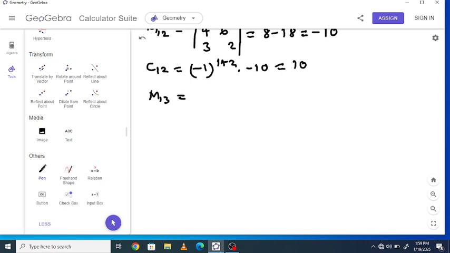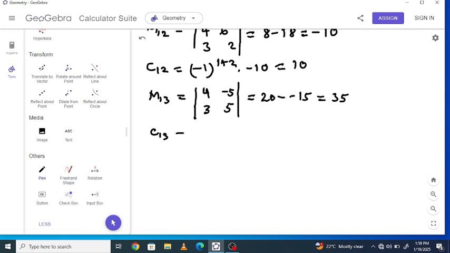M13, when we delete the first row, third column, we will be left with 4, negative 5, 3, 5, and that gives us 20 minus 15, which is equals to 35. Our cofactor C13 will be negative 1 raised to power 1 plus 3 times 35, which is equals to 35.